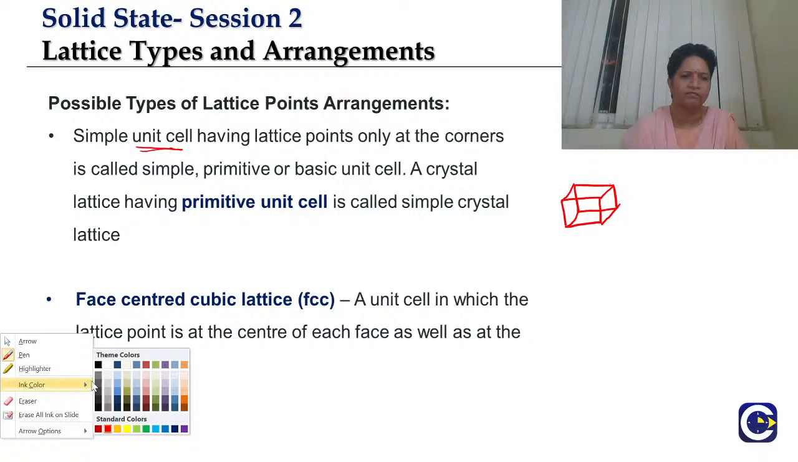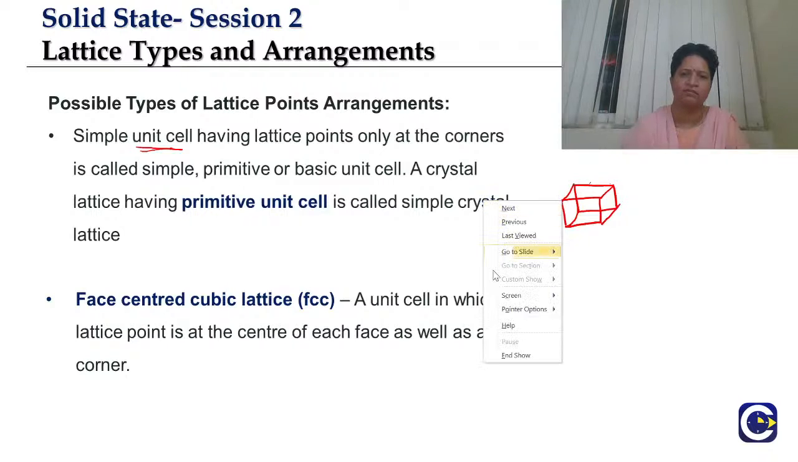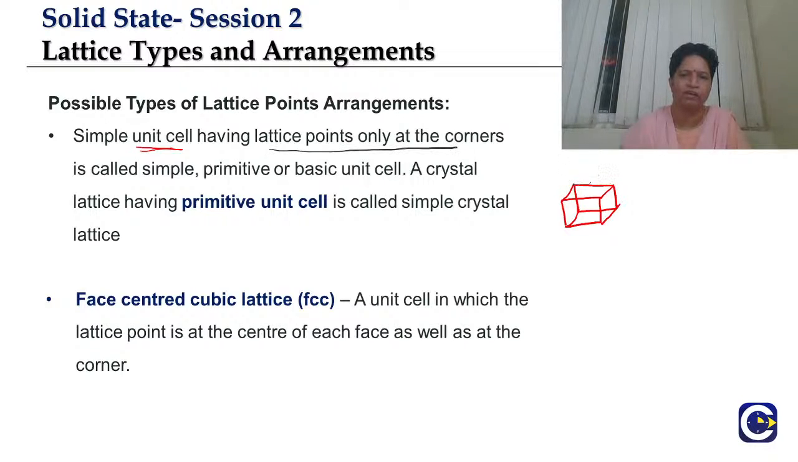So if I take this, depending on the positions, like these positions, we'll have it as corners. These would be the corners. Hope you can see. I meant having lattice points only at the corners. So you can understand these positions are the corners.